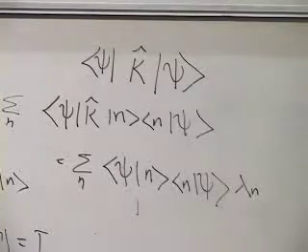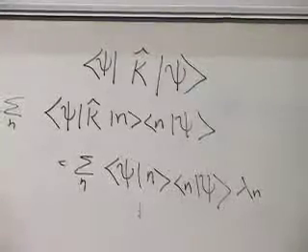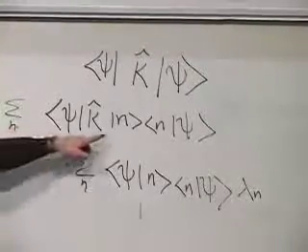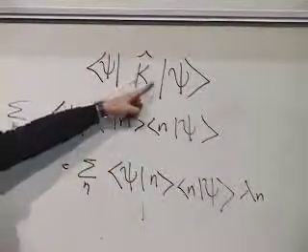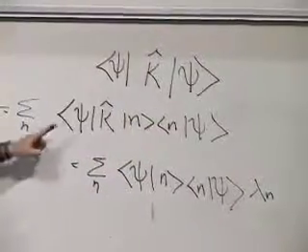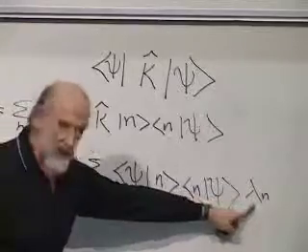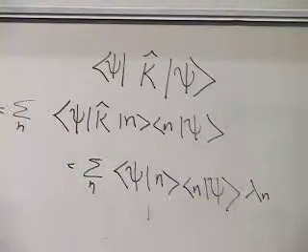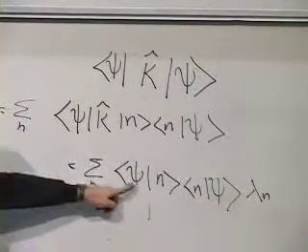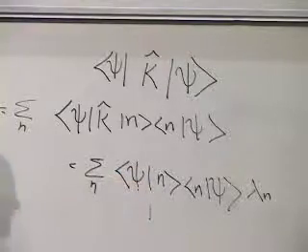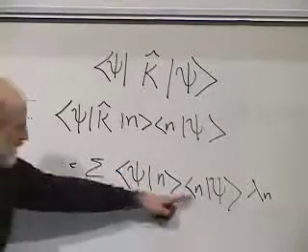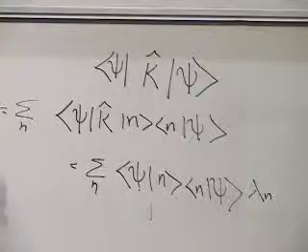Okay, let's erase this. Everybody see what I did? I stuck the complete basis n between k and psi. Then I said that k, when it hits n, just multiplies by lambda n. Now what is this psi inner product with n times n inner product with psi?